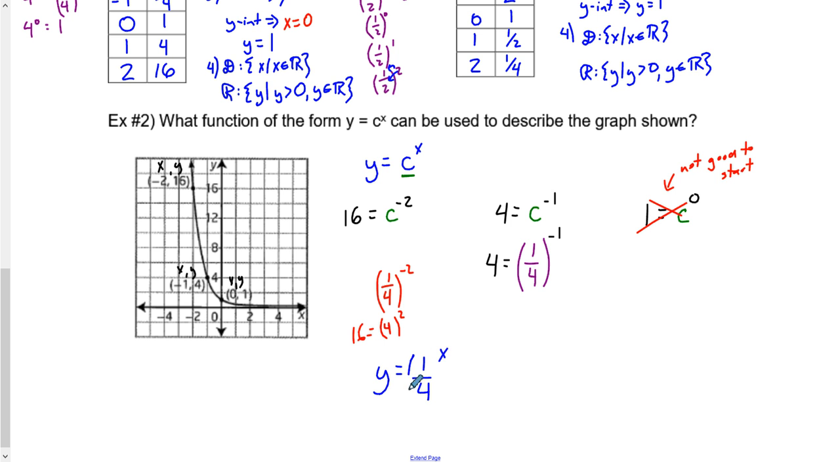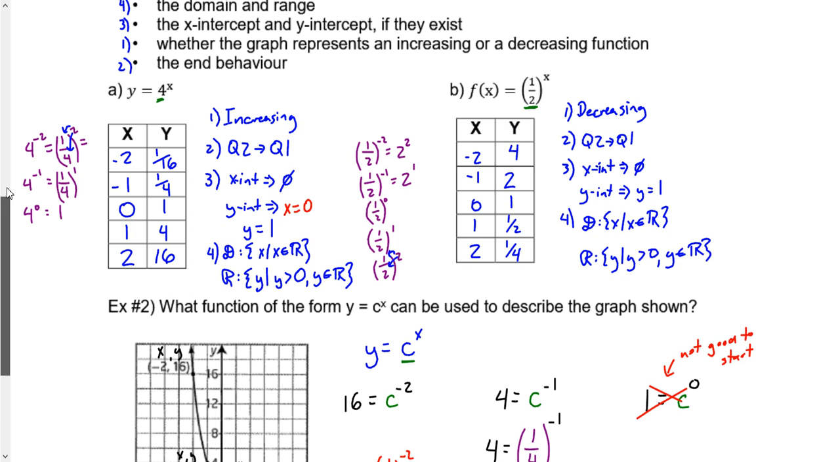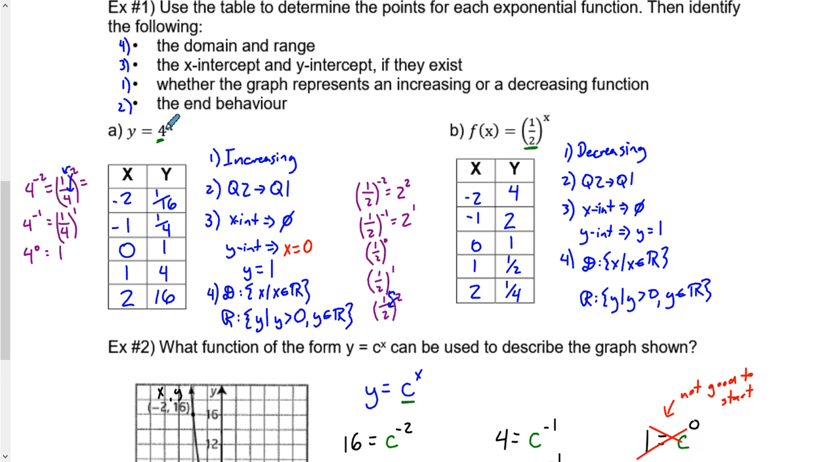Now you can absolutely write brackets around it. I would certainly encourage you to do it. It means that you're going to be taking this entire base to the power of x. It looks a lot neater when you do have the brackets, especially if you have a fraction. If you have, say, just a number, well, you're fine.